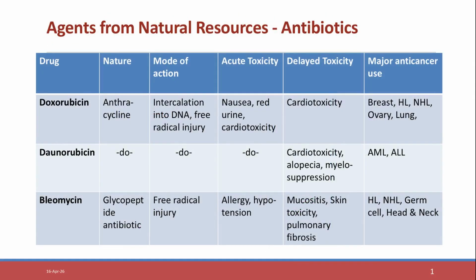Now let's continue with anti-cancer drugs from natural sources. They act by diverse mechanisms. In this table, we focus on anti-cancer antibiotics, isolated from a variety of Streptomyces organisms. Anthracyclines are the most important group. Anthracyclines intercalate into DNA and generate free radicals. Their major toxicity is cardiotoxicity, which is clinically very important.